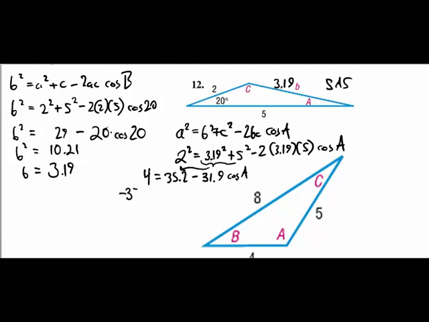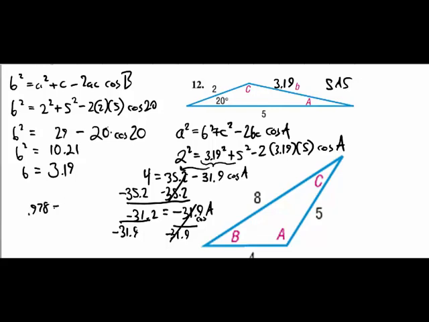You in fact have to subtract the 35.2 on both sides, and that simplifies to 0, and this simplifies to negative 31.2, which is important because on the other side we have a negative 31.9 cosine A. And you have to divide both sides by two negatives, and getting a positive answer should make you feel good, like you're doing the right thing, because you are. So the 31.2 divided by the 31.9 is approximately 0.978, and that's equal to cosine A.